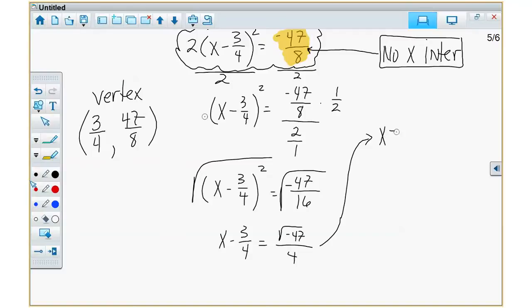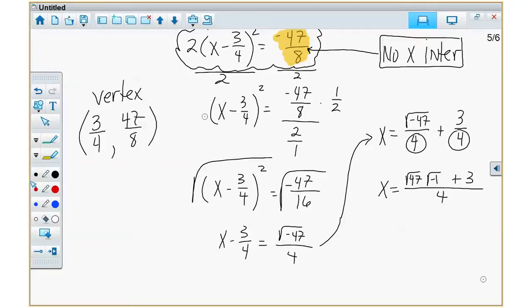X is equal to the square root of negative 47 over 4 plus 3 over 4. X is equal to the square root of 47 times the square root of negative 1 plus 3 over 4, because these are common denominators. I'll put it all over 4. And then what is the square root of negative 1? I. So x is equal to i times the square root of 47 plus 3 over 4.